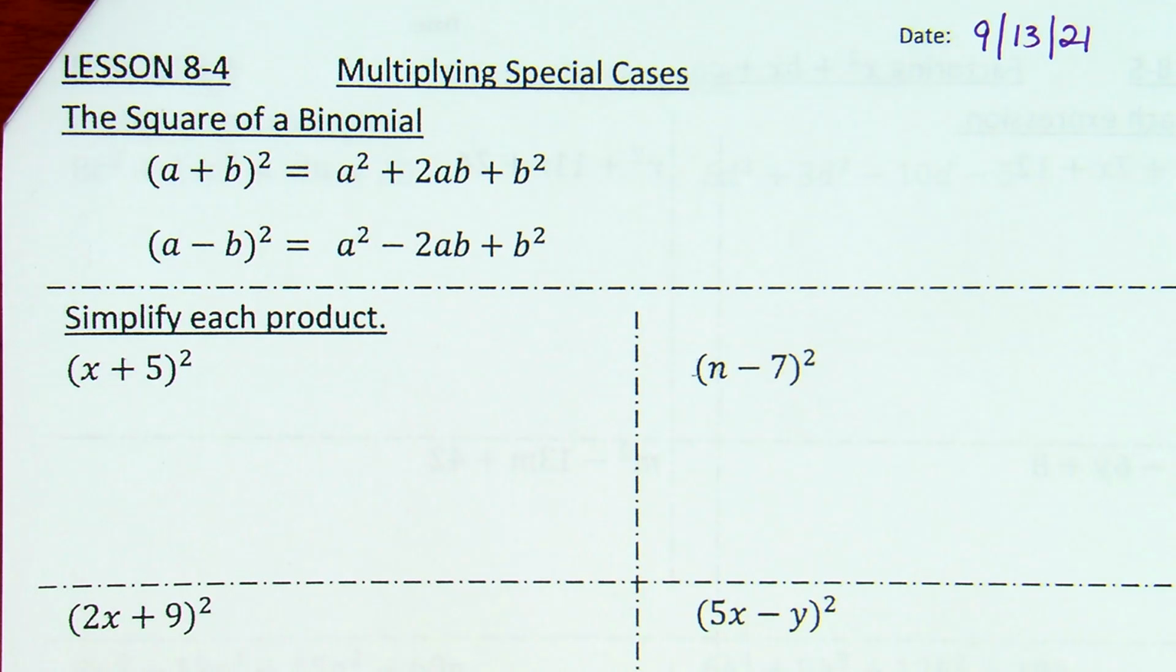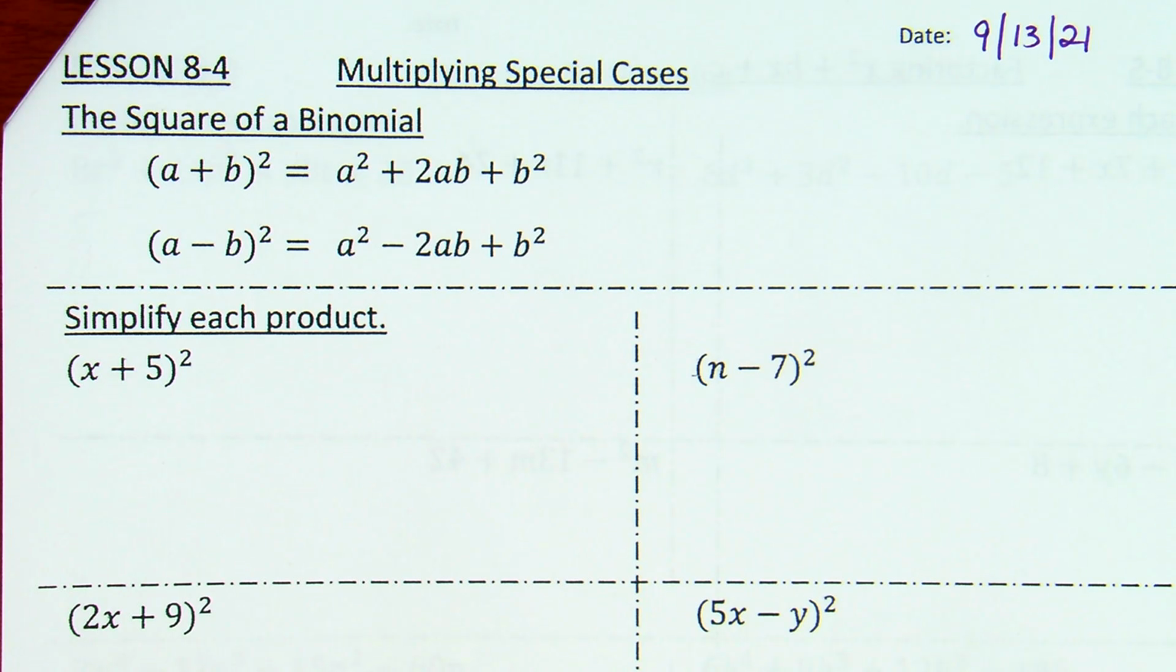Okay, so lesson 8.4 is multiplying special cases. Do you guys remember lesson 8.3 at all? Lesson 8.3 was multiplying binomials. Now, 8.4 is officially special cases, but here's the deal. If you know how to do 8.3, you know how to do 8.4. Does that make sense? You sound like you already know what I'm talking about here.